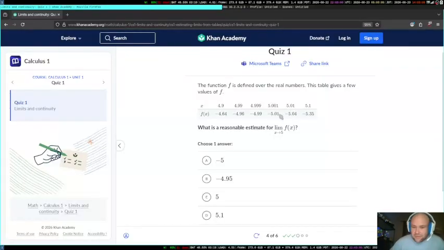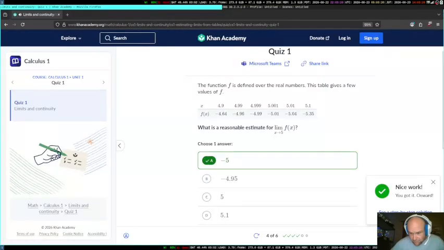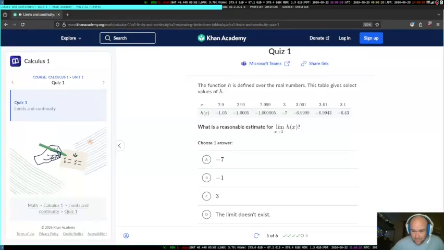The function f is defined over the real numbers. Okay, what's a reasonable estimate for x approaches 5? F is minus 5. X approaches 3 from the left. Minus 1 point. Okay, minus 1.